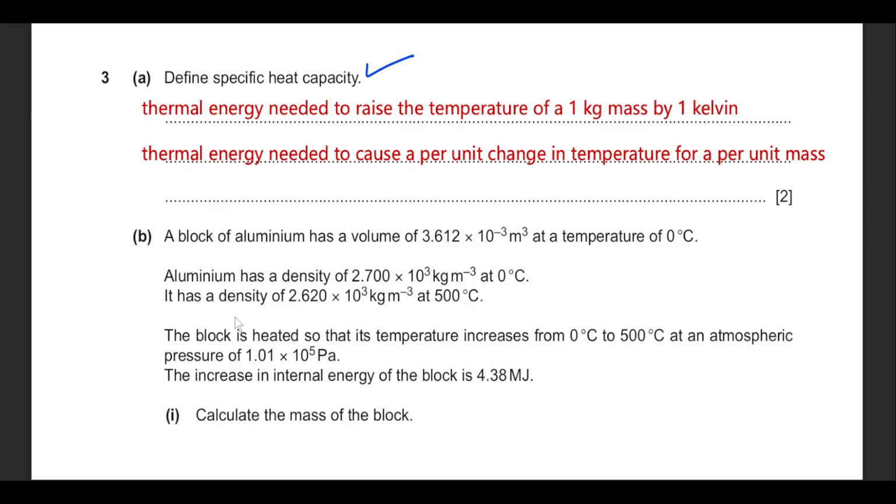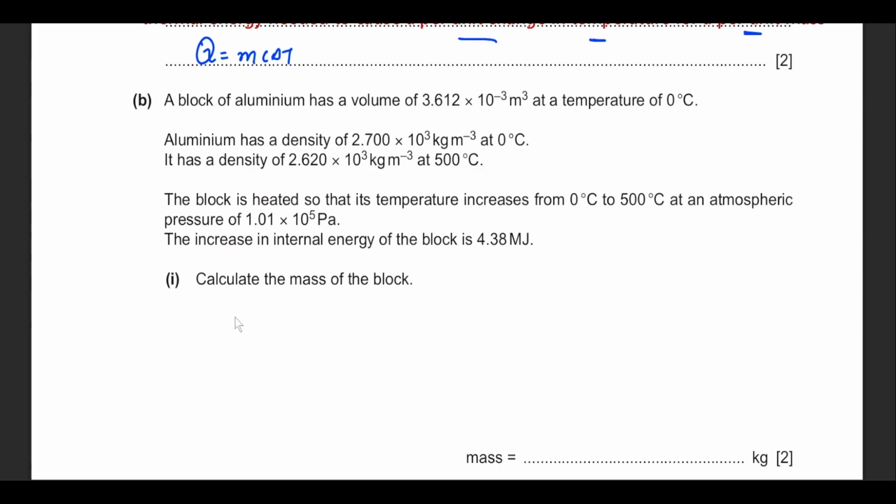Heat capacity, familiar with the definition. It's 1 kg mass, 1 Kelvin change in temperature, per unit change in temperature and per unit mass. So we're familiar with that. Okay, and this is Q equals mc delta T. Now part B gives us a bit of information.